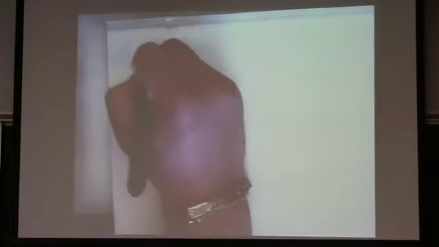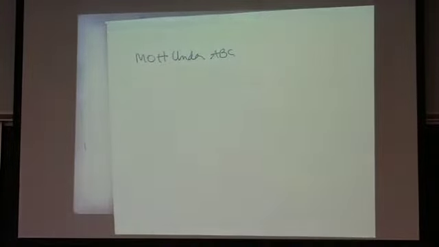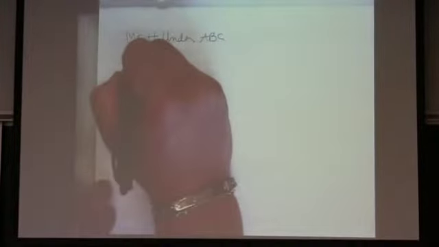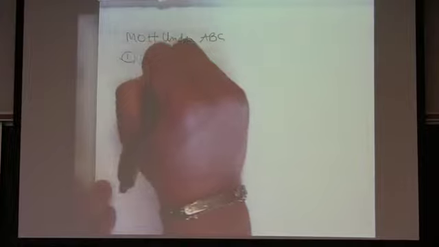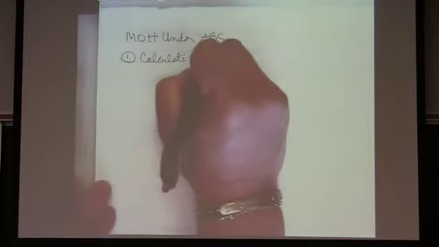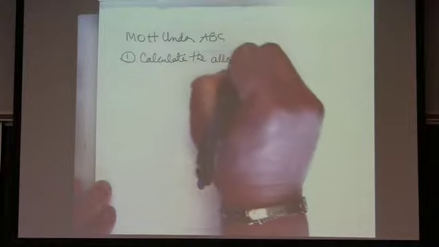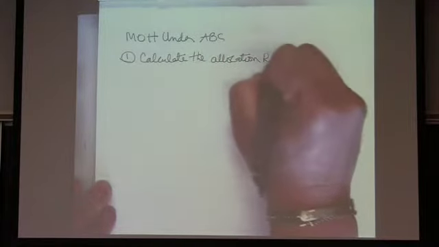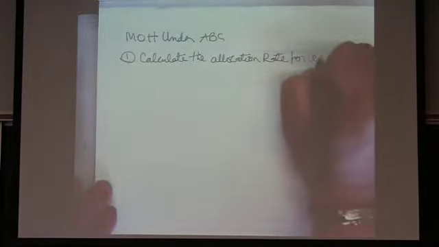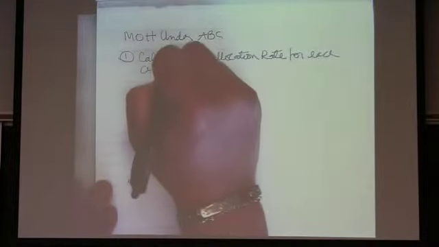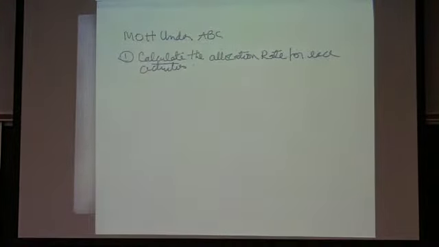Now under the ABC, so MOH under ABC, we need to first calculate, so step 1, calculate the allocation rate for each activity. So how do I do that? Well, let's start with listing all the activities here.